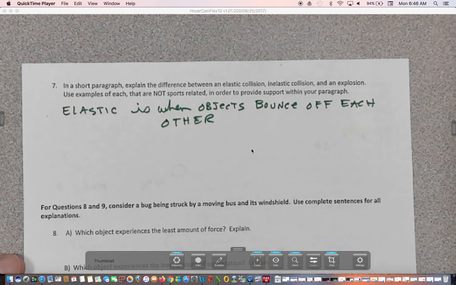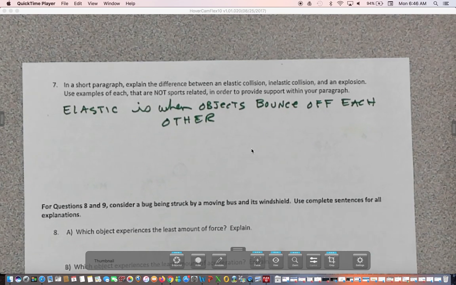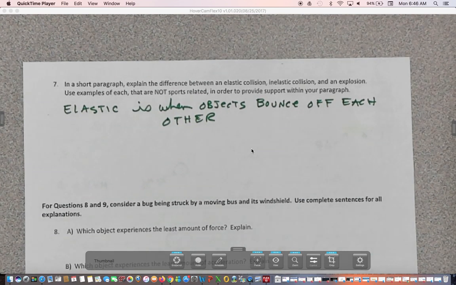Right now, in the front of the class, I'm going to do a small demo during this video. So please look to the front of the class. By now I've taken two cars and had them bounce off each other. That's what's called an elastic collision, two things colliding.